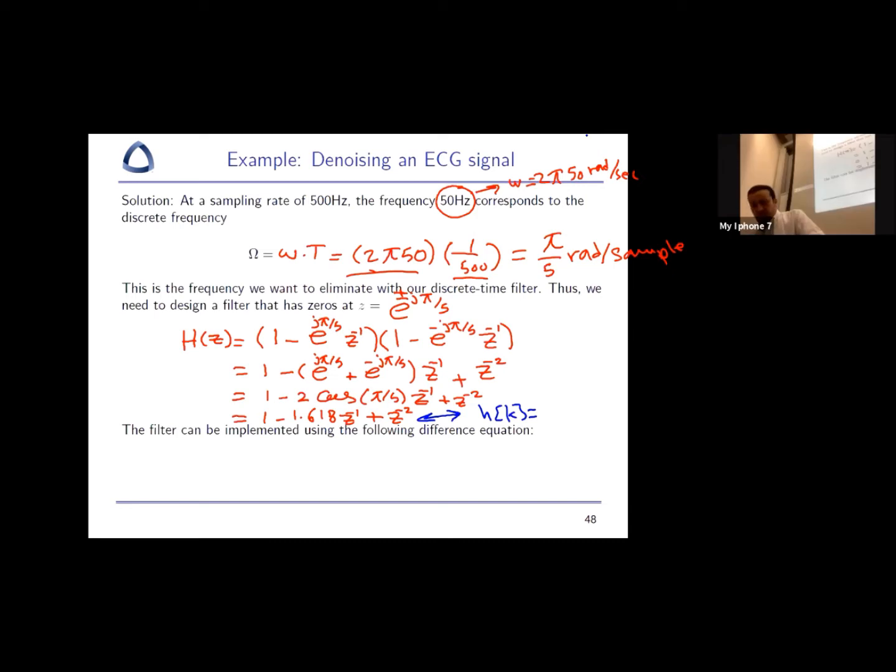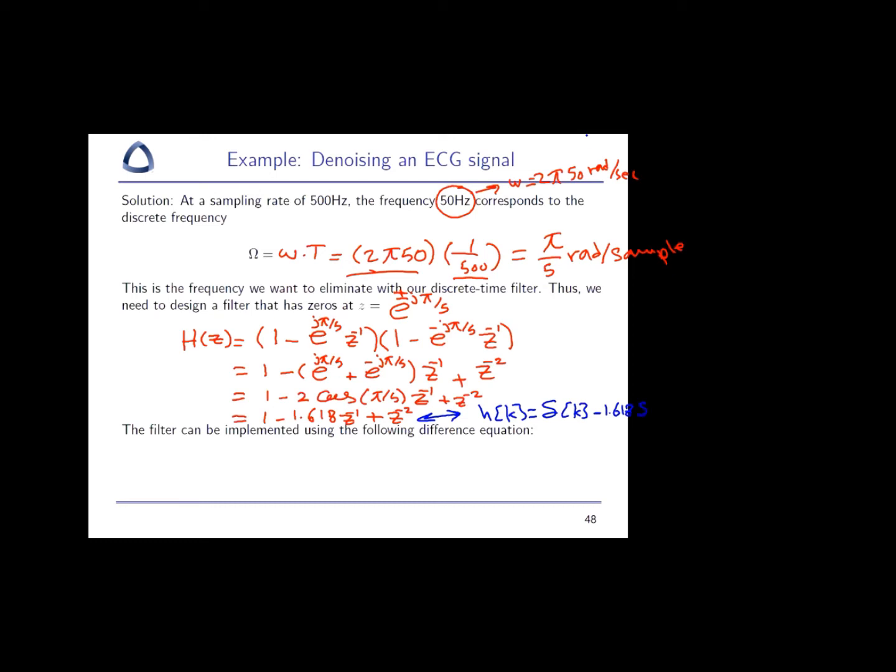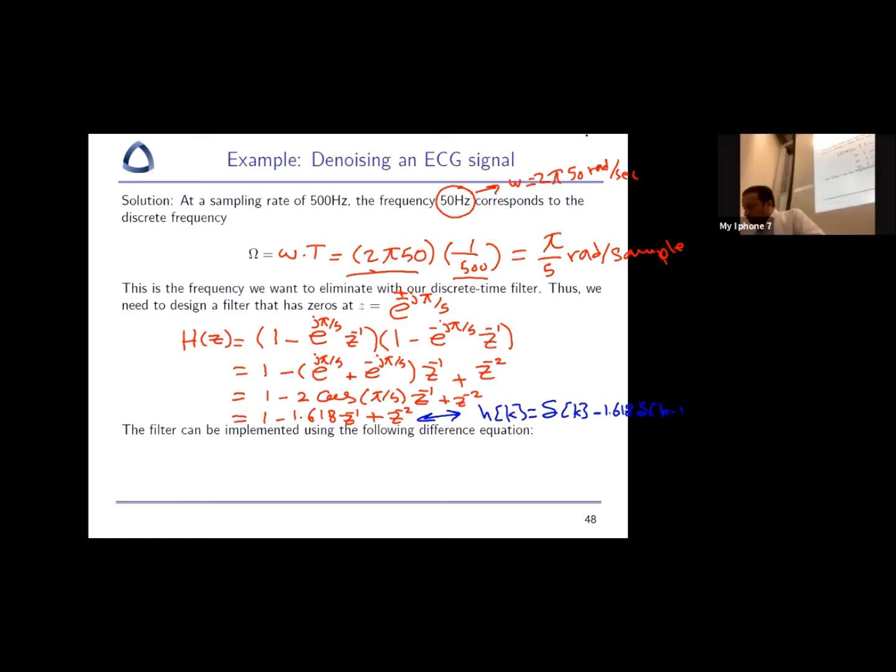Delta k minus 1.618 delta k minus 1, and then plus delta k minus 2. Yes, thank you, minus 2.